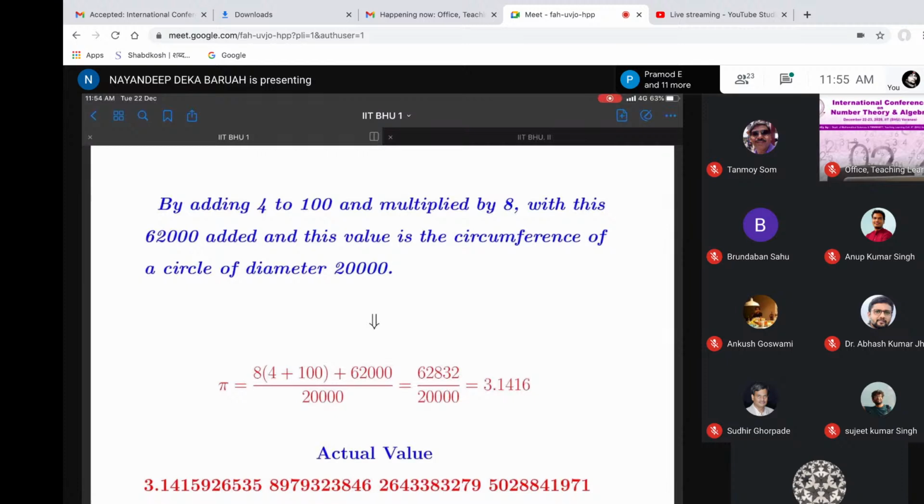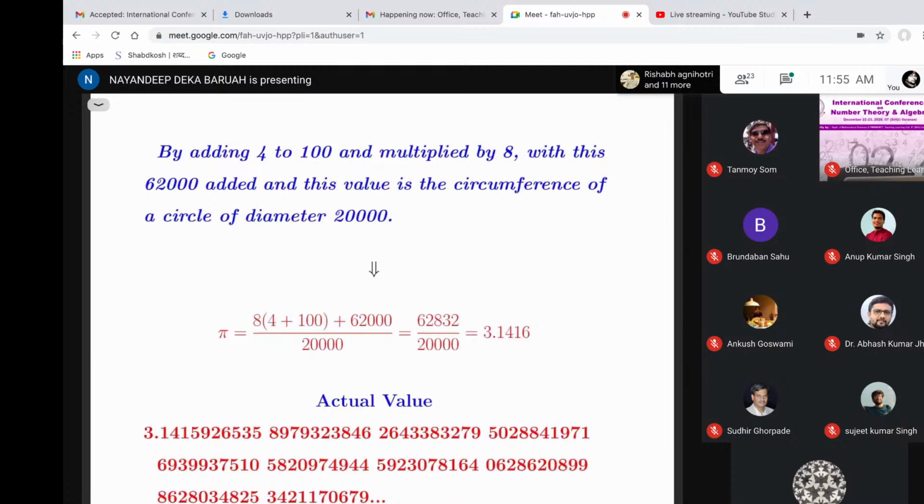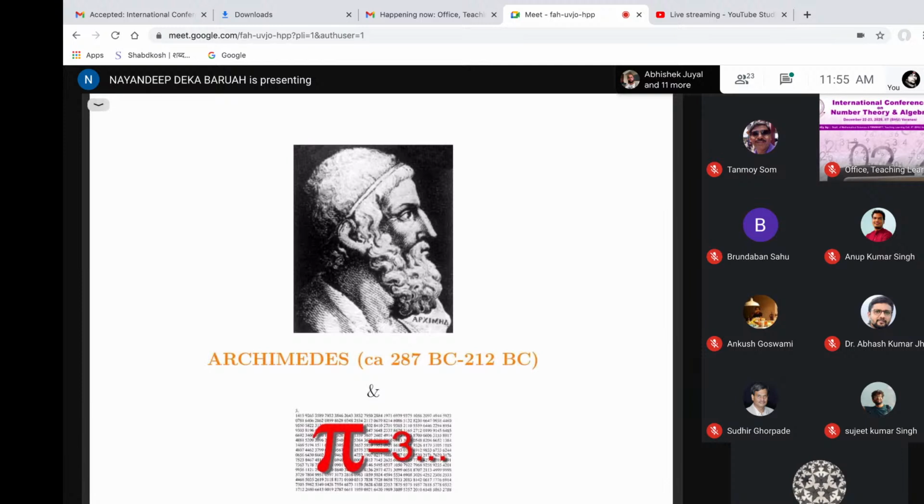Though there are many other ancient calculations on pi, the actual mathematical method was devised by Archimedes. What he did was take a circle of diameter 1 unit. So this is a circle of 1 unit diameter, and its perimeter will be pi, because circumference divided by diameter is pi, and the diameter is 1.